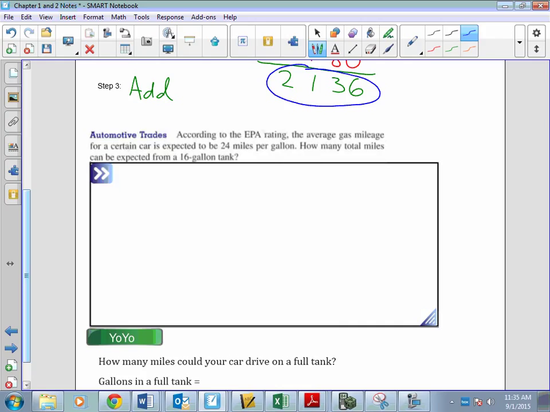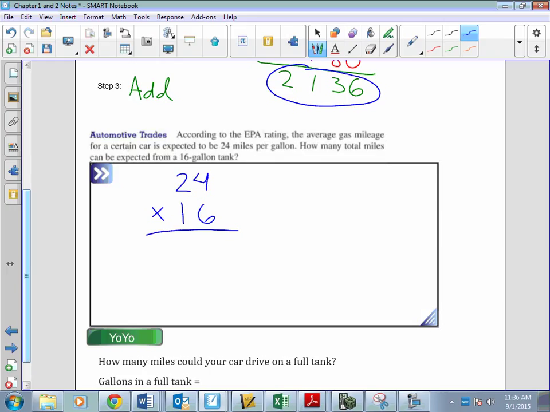So according to EPA rating, the average gas mileage for a certain car is about 24 miles per gallon. How many miles can be expected from that car if it can hold 16 gallons? If we're going to run it till it's dry as a bone. So here I'm going to end up doing 24 times 16, because I know each gallon is going to give me 24 miles. There's 16 gallons. So I write down 24 times 16.